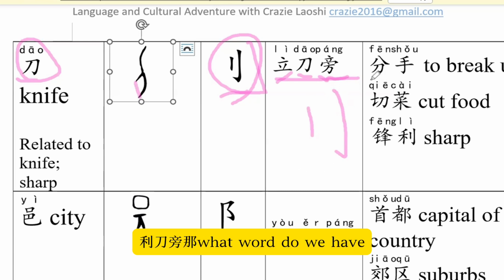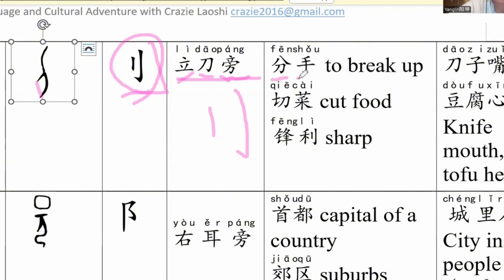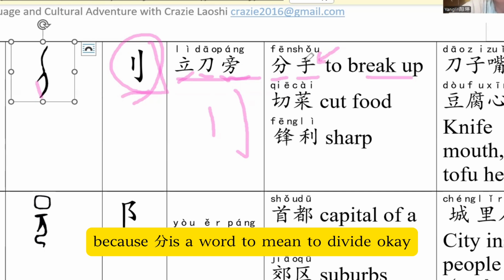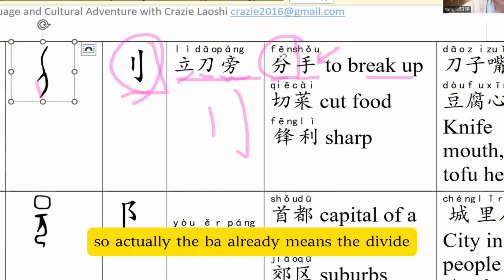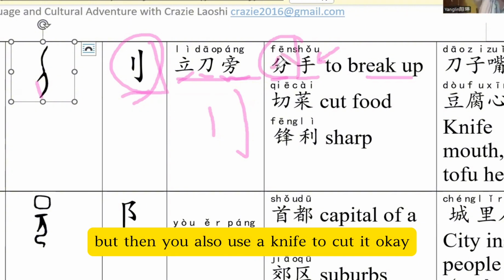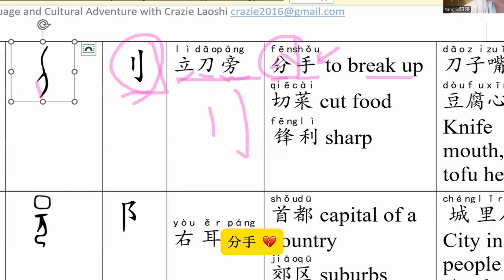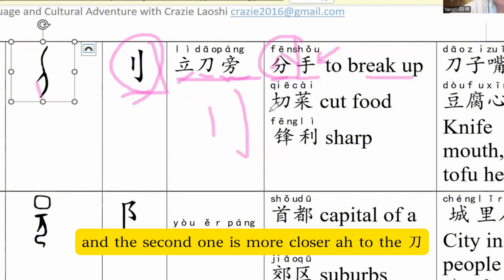Now, what word do we have? So 分手. You know 手 as hand. So why 分手 become break up? Because 分 is a word to mean to divide. Okay, so actually the 八 already means to divide, but then you also use a knife to cut it. Okay, so now we're no longer hand by hand. We break up. 分手.